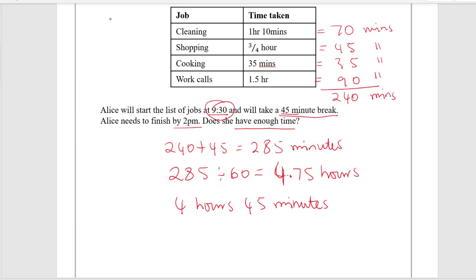Okay, so if we add this to 9:30, that goes up to 10:30, 11:30, 12:30 and 1:30, and then add 45 minutes, that goes up to 1:30, 2:15, so it's over. Okay, so therefore Alice does not have enough time. She's over by about 15 minutes.